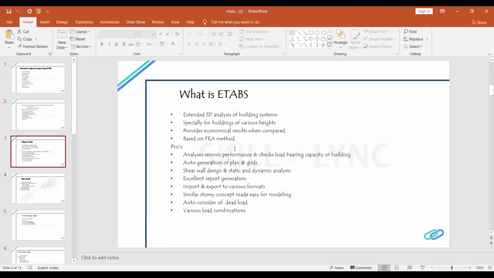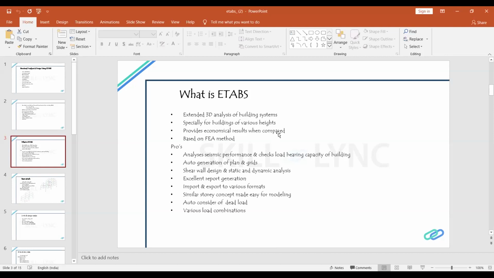ETABS stands for Extended 3D Analysis of Building Systems. It is the abbreviation for ETABS. And ETABS is especially designed for the purpose of serving buildings. In other words, it serves skyscrapers or tall structures of any height. The first structure which was analyzed and designed using ETABS was the Burj Khalifa, 828 meters tall, which was the world's tallest building, made in Dubai. And that was made with the help of this software called ETABS.